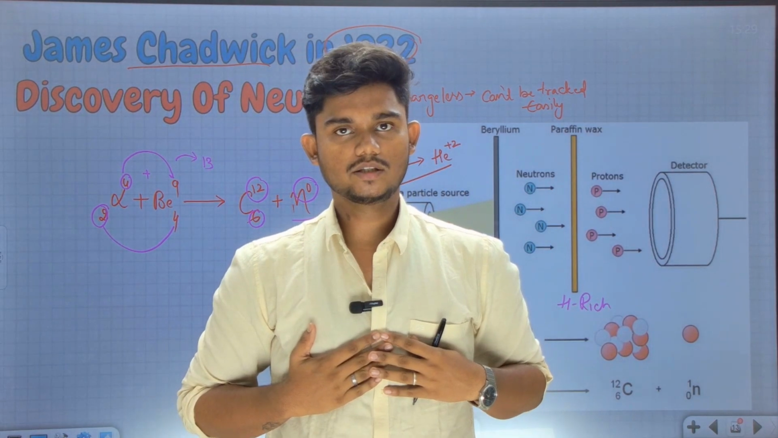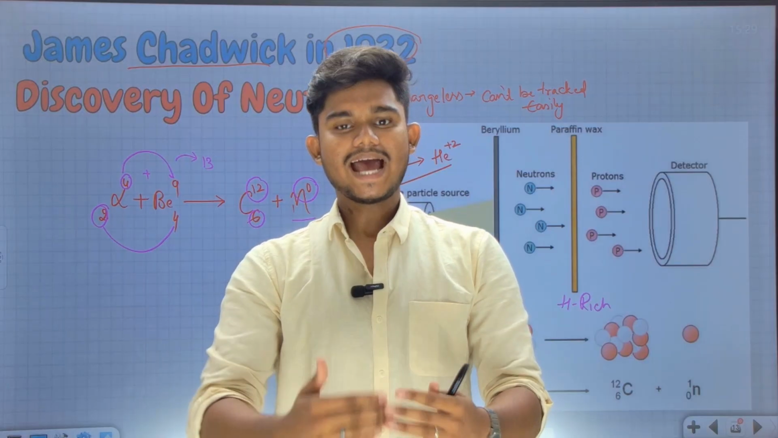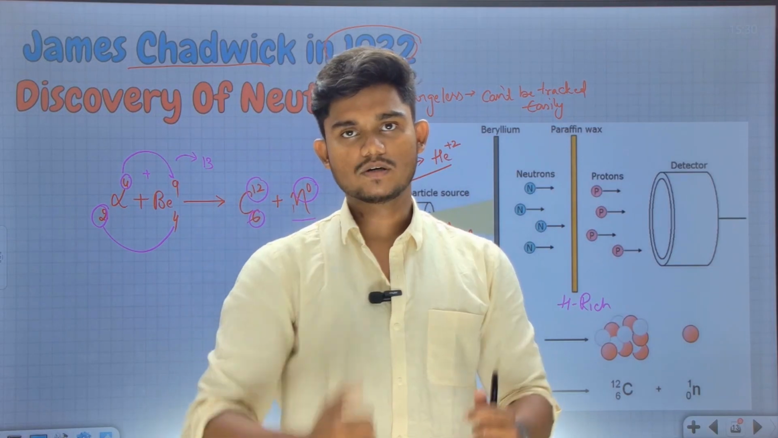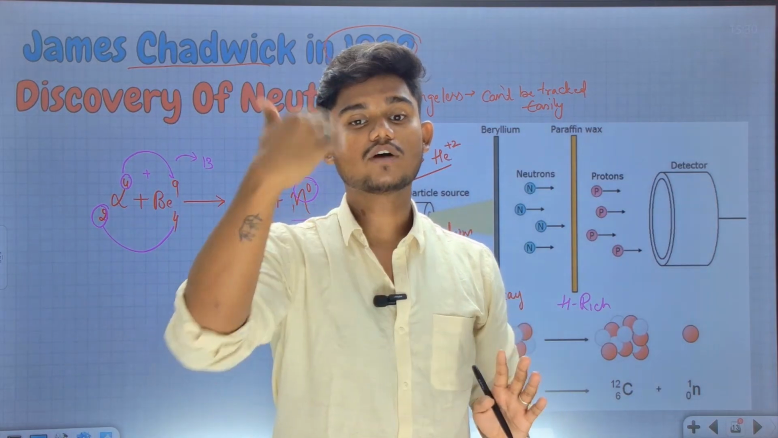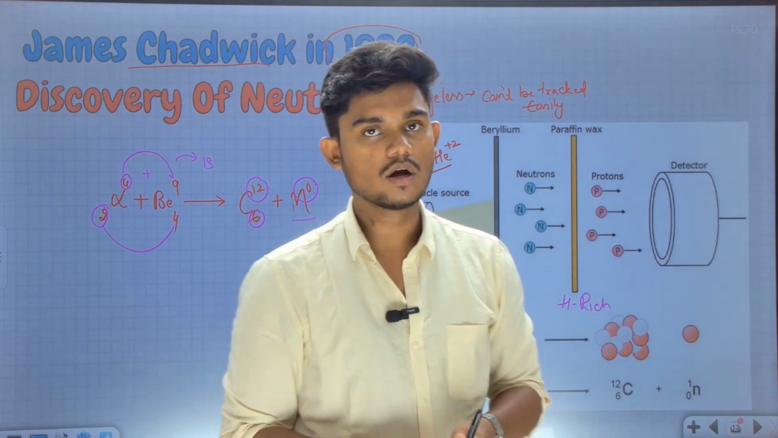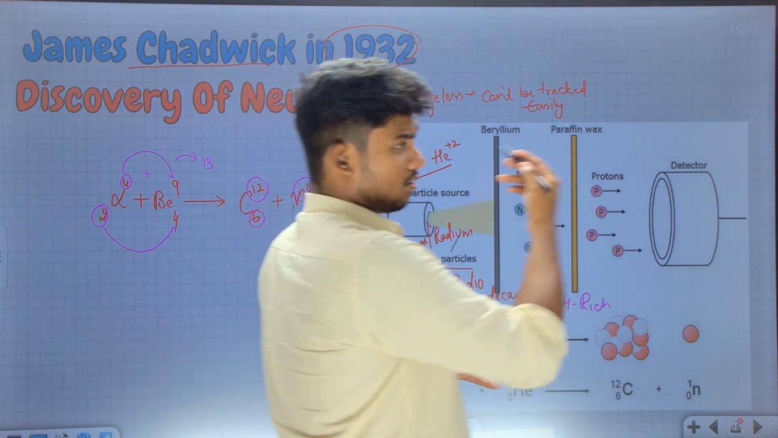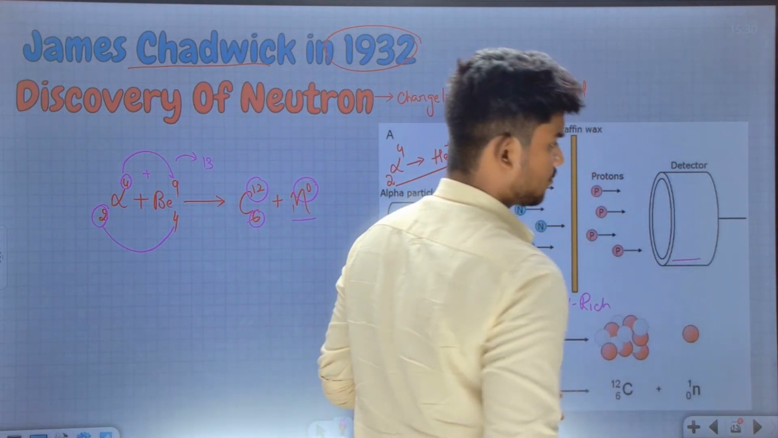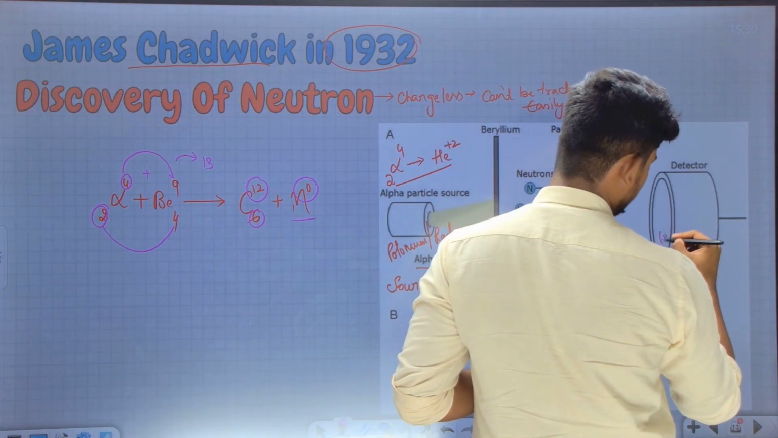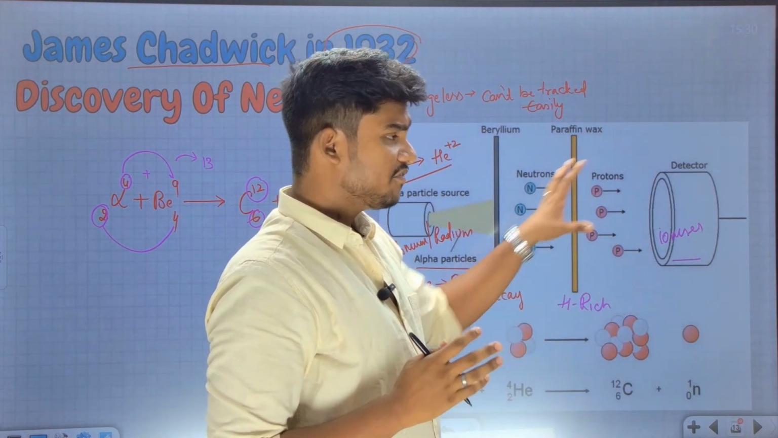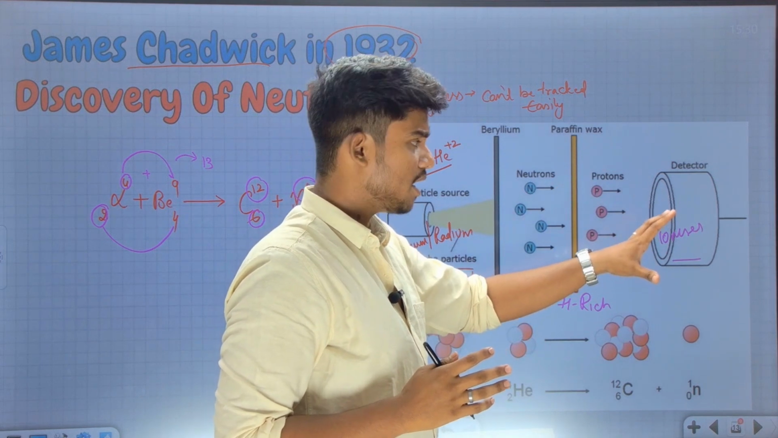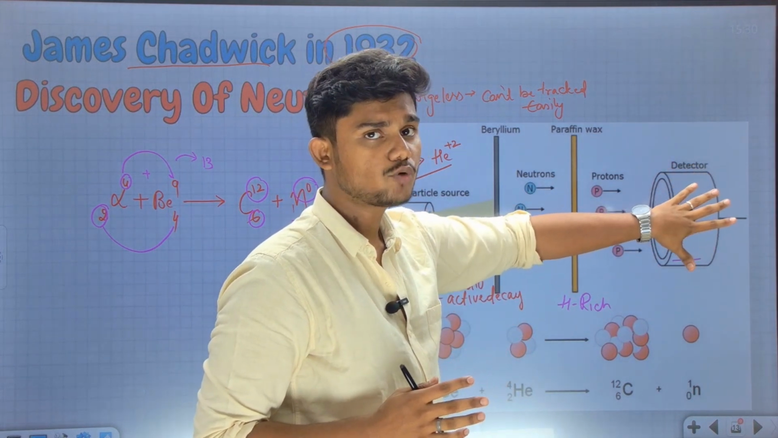We can understand this in a very simple way. Consider me standing here. There is a person in front of me, and in front of that person there is one more person. Unless I knock this person off, the person behind shall not be knocked out. So Chadwick inserted a detector, and this detector is an ionizer. If nothing is being bombarded, this detector won't capture protons.